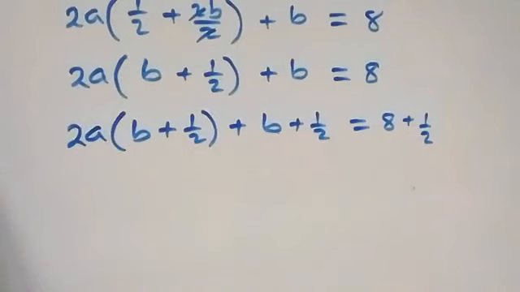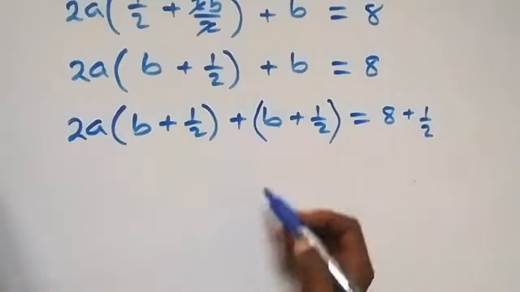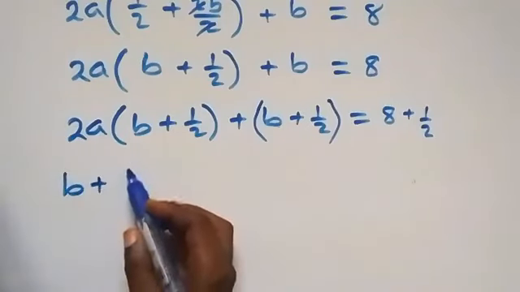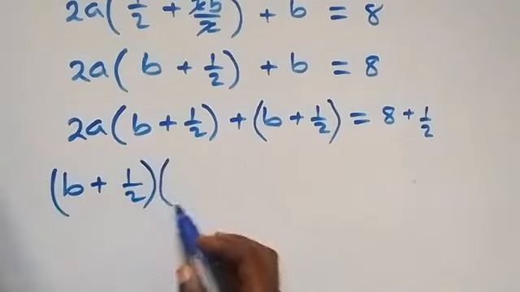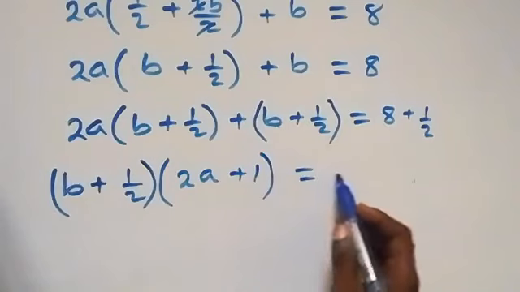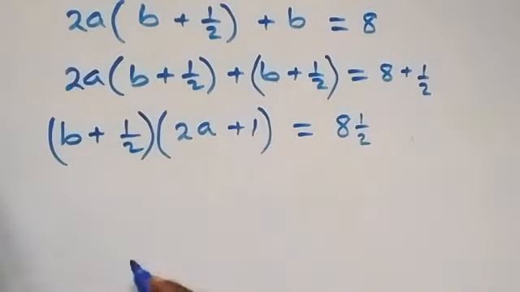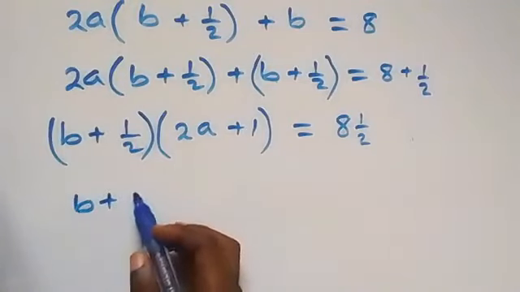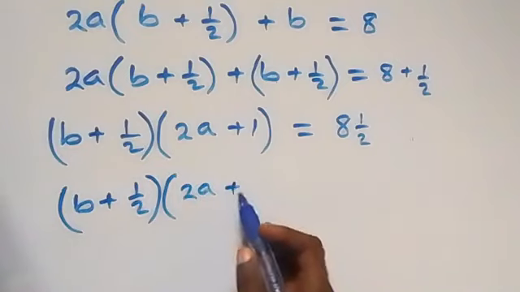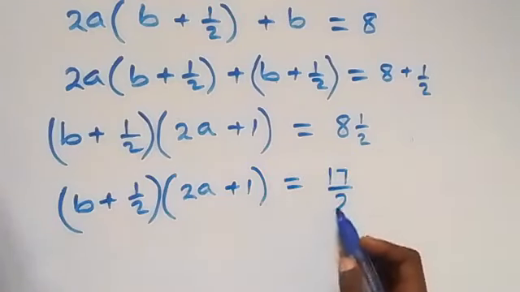And here, this is the same thing as factoring this together, like we put this in bracket, then we factor this common out here, which is b plus half. Then what is left here is 2a, then what is left here is plus 1, close bracket, now equals, same thing as 8 whole number 1 over 2, which we can write again as b plus half, then into bracket 2a plus 1, now equals, changing this mixed number to an improper fraction, 17 over 2.